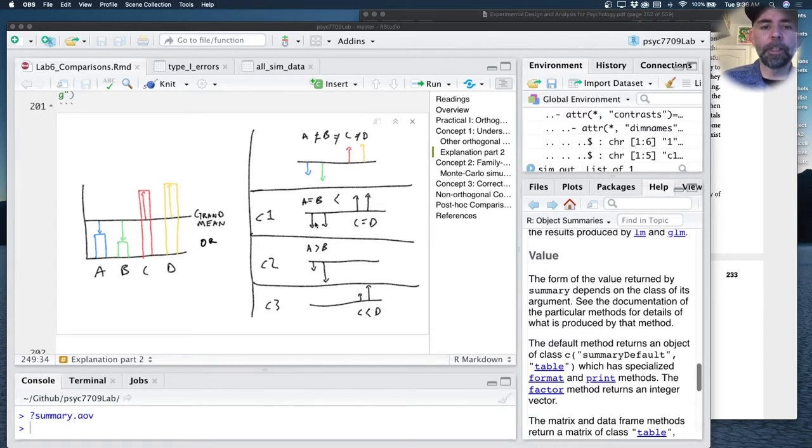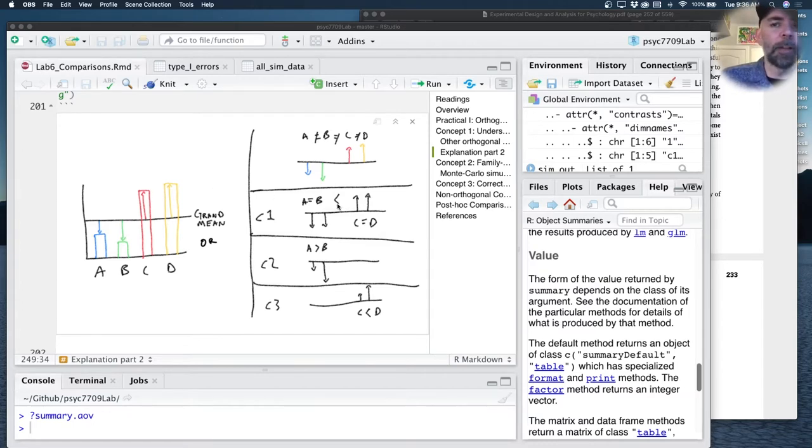I think from this graph, you can see the idea that a signal like this contributes to both of these means being down and both of these means being up, and a signal like this contributes to B being a little bit less than A, and a signal like this contributes to D being a little bit more than C. So that is the big idea.